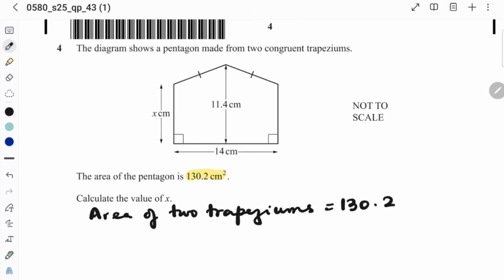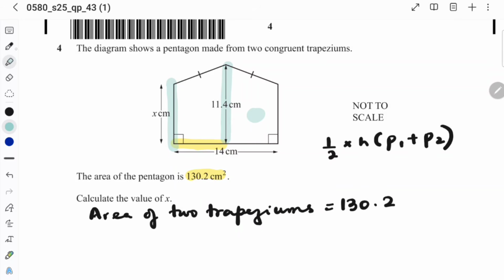The trapezium formula is half times height times the sum of the parallel sides. Just check it: this is the height, and these are the parallel sides, and here the same thing, they both are identical. You can find the area of one of them and then multiply by 2, or you can find both and then add them together, and you will have the same thing.